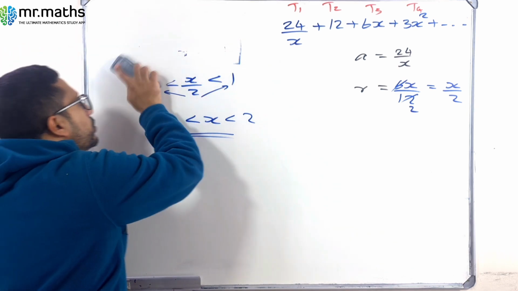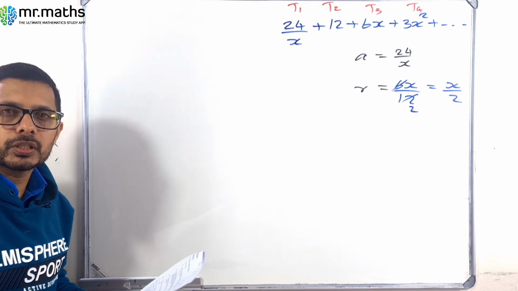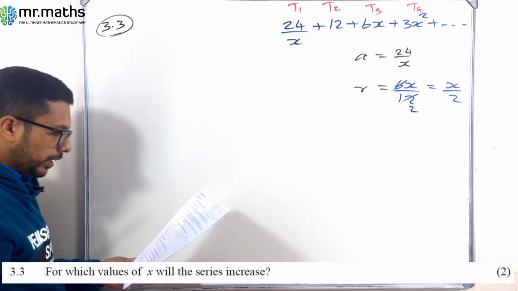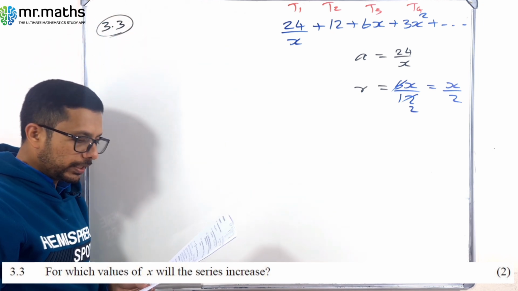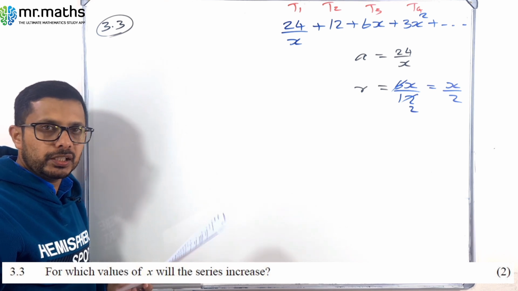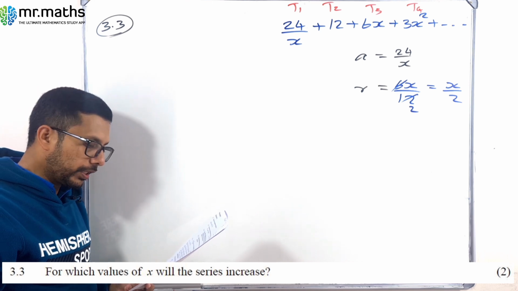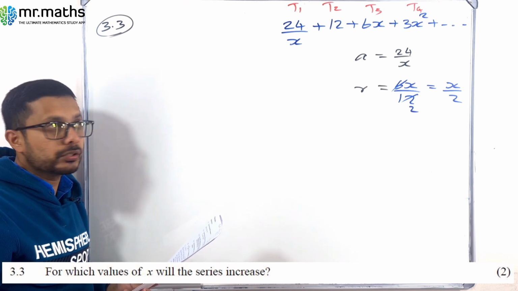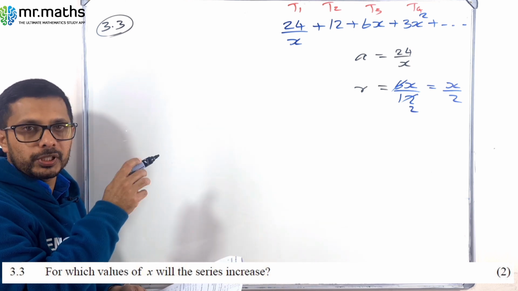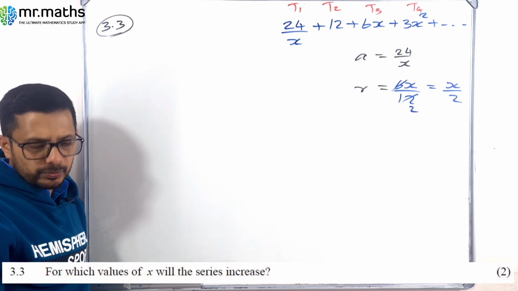Now let's move to the next question, question number 3.3. What is that question? For which values of x will the series increase? So here also you have to find the value of x, but what is the condition? For which values of x will the series increase? So what type of series is that? It is a geometric series. Okay, so if a geometric series increases, what is the meaning of that, guys?